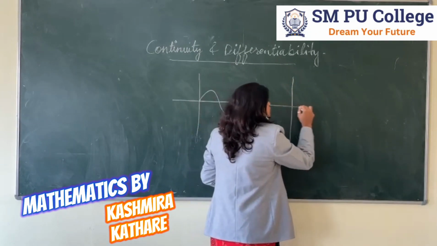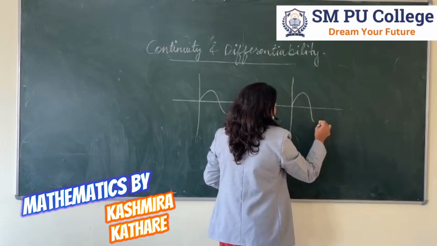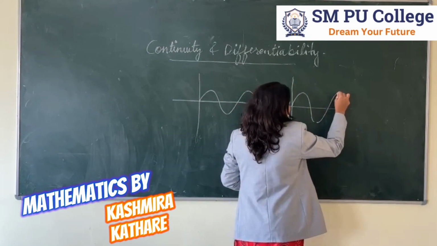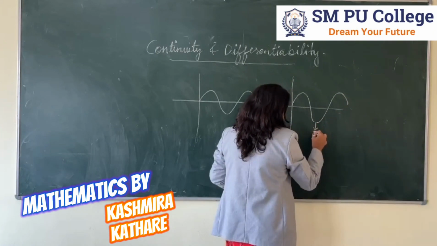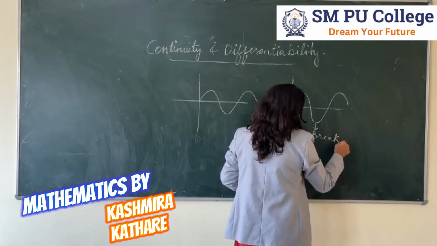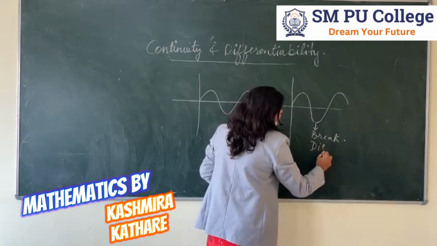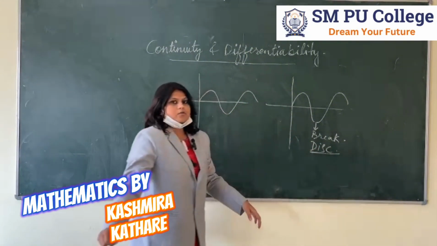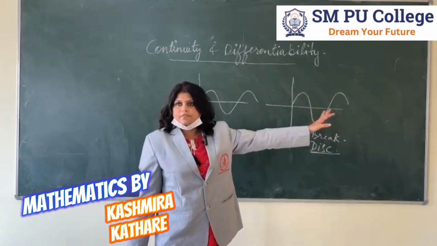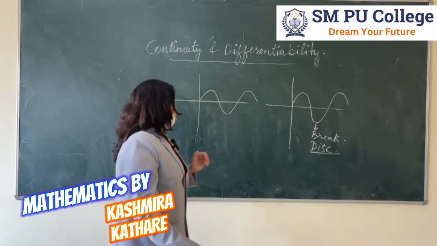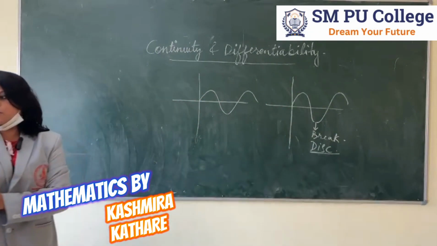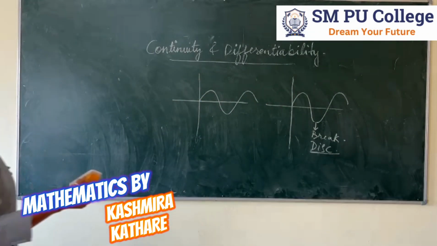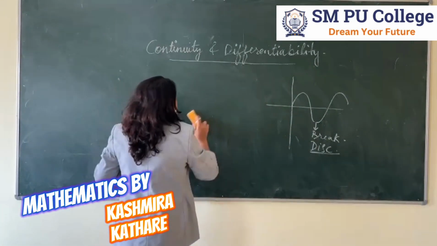Suppose we take one more graph, and here it is somewhat breaking. This break is nothing but discontinuous. Usually we don't go with the graph every time. If we want to see it graph-wise, we have to go with the edge.